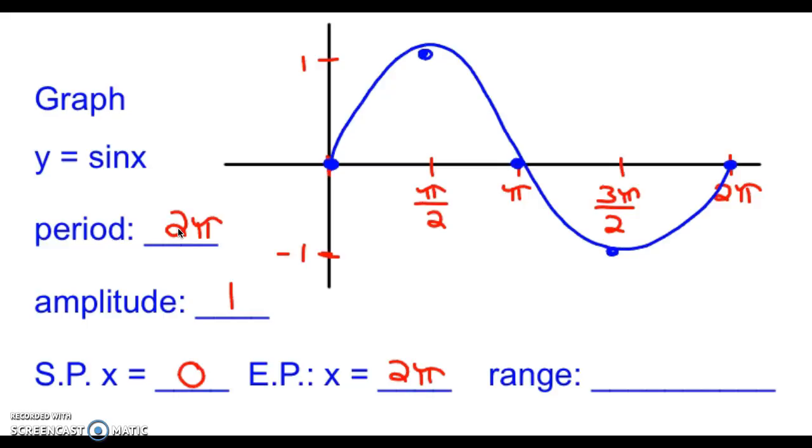I prefer saying that the first point is the middle, the second one's the highest, the third point is the middle, the fourth one is the lowest, and the fifth is the middle. So I say sine has the pattern of middle, high, middle, low, middle. And the range that we have here talks about your y values. Notice how the y values are in between -1 and 1.